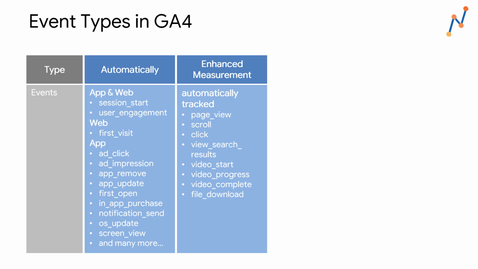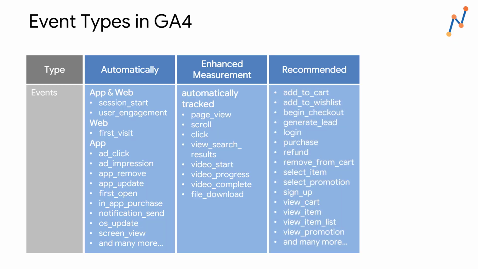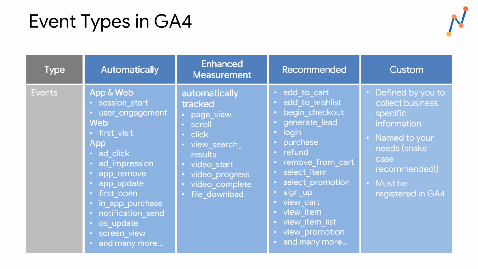And the next event type consists of recommended events. The events listed here as an extract are to be used when you want to track, for instance, e-commerce or registrations, etc. And if you need to send events to GA4 which are not available as one of the previous hit types, you can simply create your own custom events. With those, you can collect business-specific information and name them to your needs. But to be able to see them in the reports later, you will have to register them as custom events in GA4.